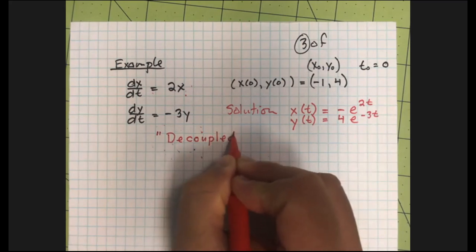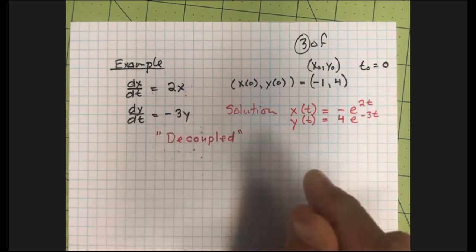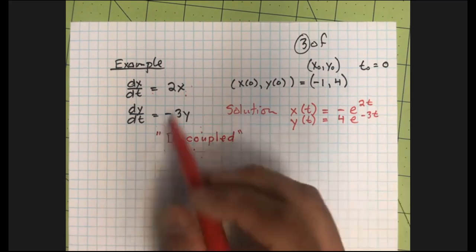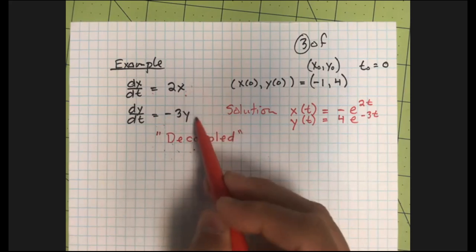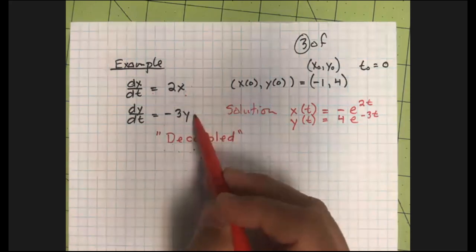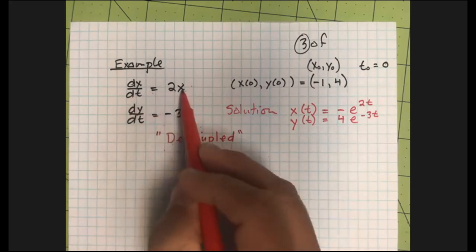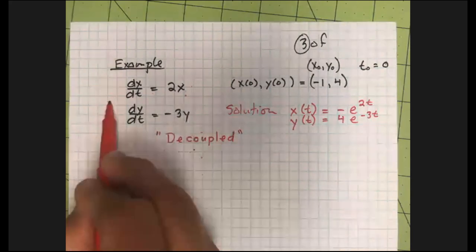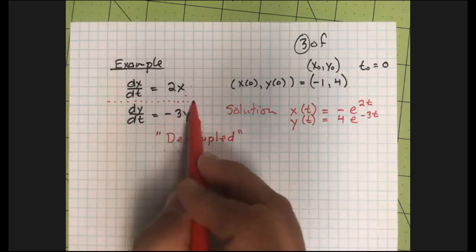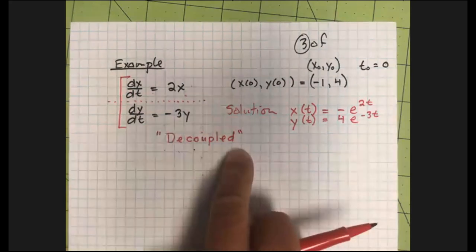That means that the two equations have nothing to do with each other. And if you can solve them individually, you're fine. Now, I picked two ones that were easy to solve individually. This could have had more x's messing it up. This could have had more y's messing it up. But if dx/dt only depends on x and dy/dt only depends on y, then really these are two separate equations, even though it's one system. And I call that a decoupled system.